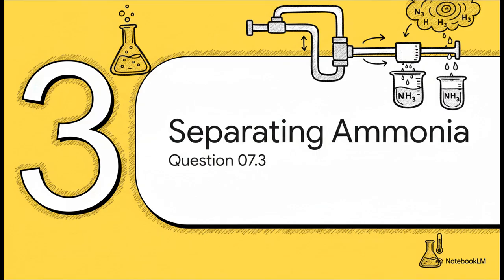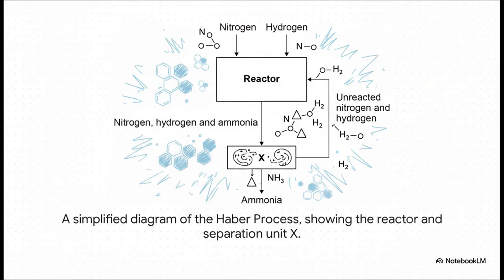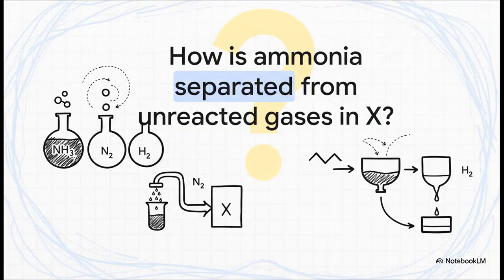The next question, 07.3, takes us from chemical theory to the more practical side of things, separation. So the exam gives you this simplified diagram. You've got your reactants going in, they zip through the reactor, and then the whole mix of products and unreacted gases goes into this box labeled X. For this next question, our entire focus is on what is happening inside that box. And the question is, explain how the ammonia produced is separated from the unreacted nitrogen and hydrogen in X. So it's basically asking for the specific method. How do you actually get the pure ammonia out from the stuff that didn't react?